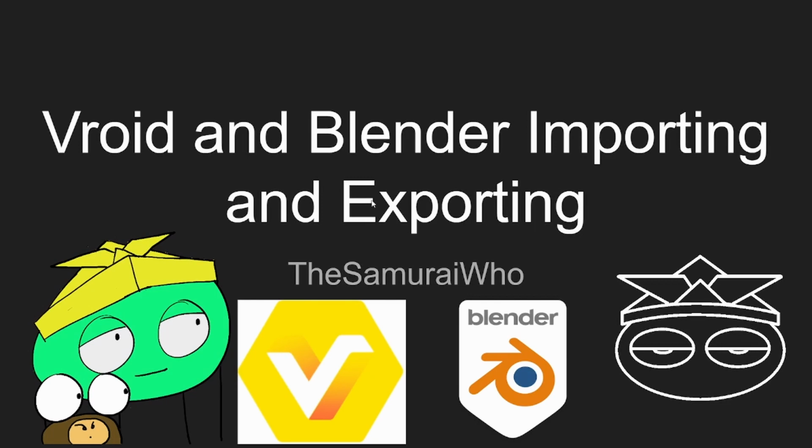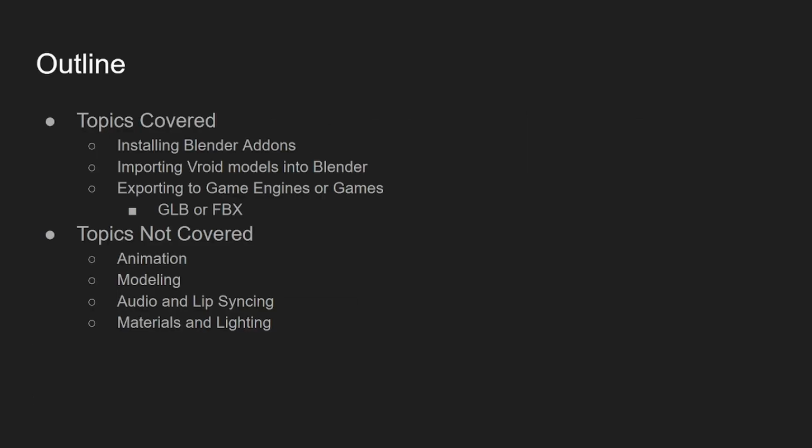Hello folks, this is a short tutorial on how to import Vroid models into Blender and export those models into games. Those are the topics I'm going to be covering today: setting up the Blender add-ons to allow you to import the Vroid models, and showing you how to export these models into game engines and games. The topics I'm not going to cover today include animation, modeling, audio and lip syncing, and materials and lighting. However, the tools we're going to be installing into Blender today will help you do all of these tasks.